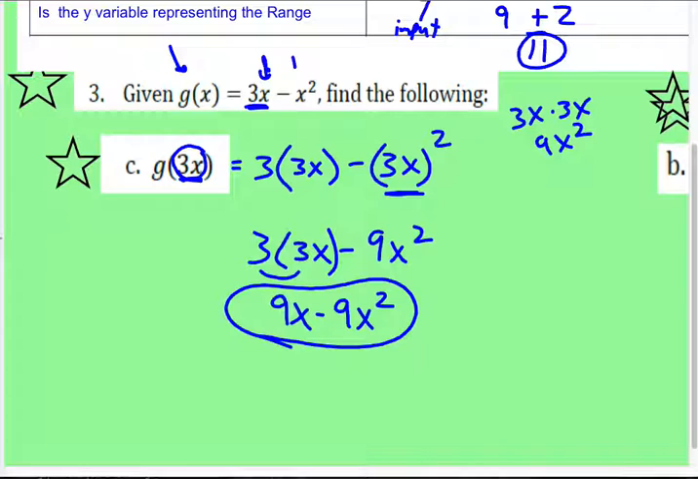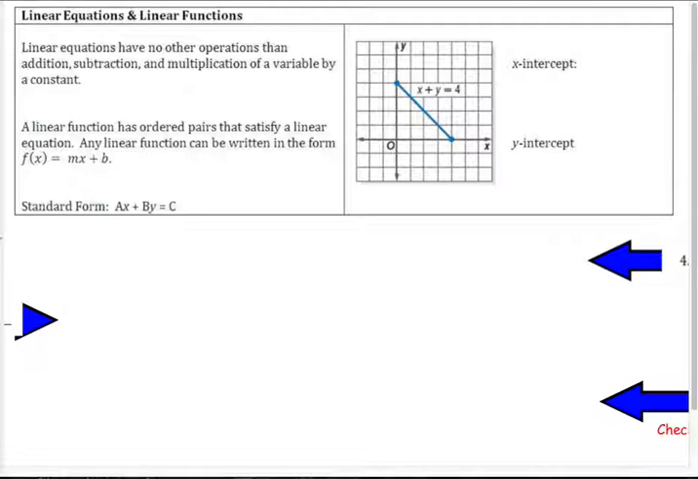If there's a variable inside that you're trying to plug in for your x term right here, you're probably going to have that variable left over when you're done. So a little bit with evaluating functions.